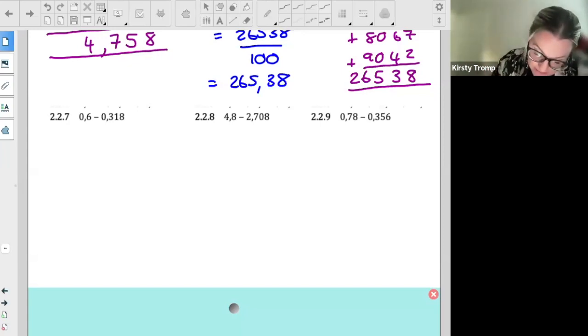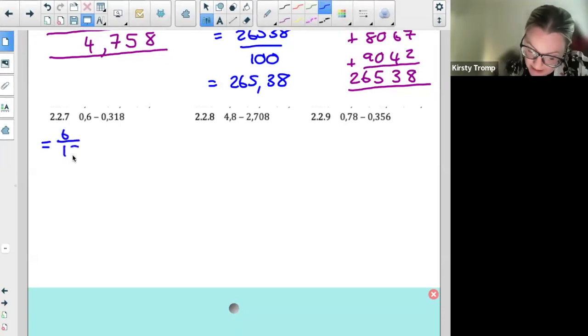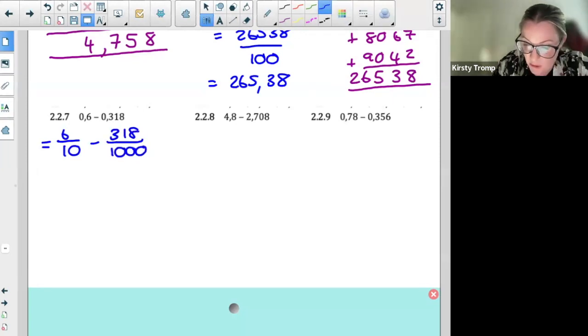So I've got my way. To me, this gives me 6 over 10 minus 318 over, and I need to have 3 decimal places. Oh my goodness, that means what's my common denominator? It needs to be 1000. So I add 2 zeros on the bottom, which means I need to have 2 zeros on the top. Now I've got 600 minus 318, apologies guys.